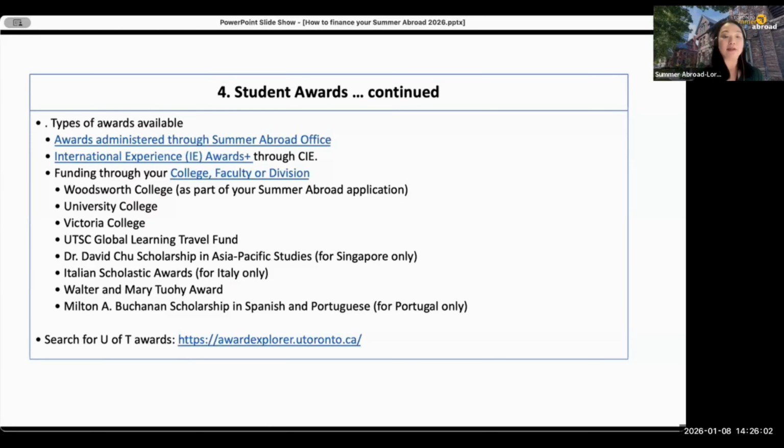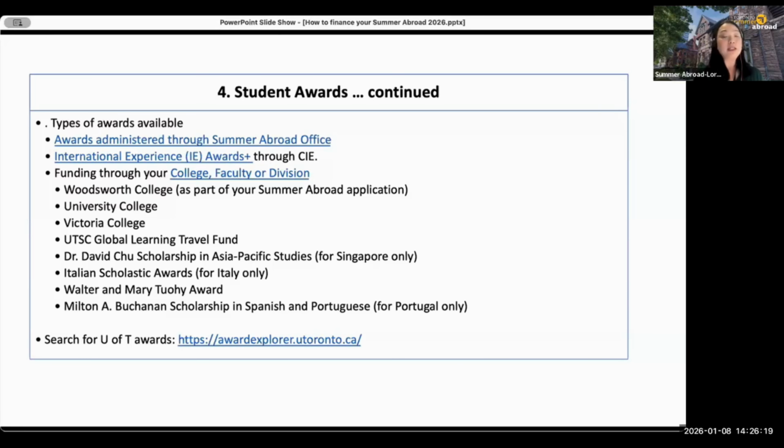Explore those as well. There are so many funding opportunities out there. We have included a link at the bottom. If you've never encountered or really used the tool Award Explorer, I encourage you to do so.